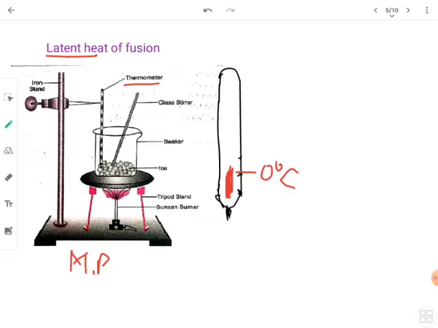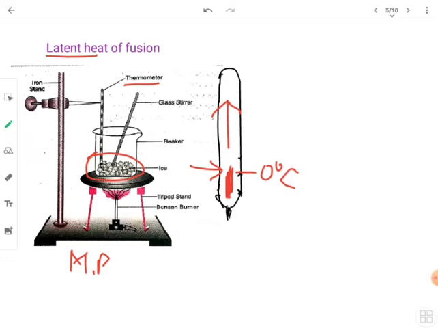Now when you actually carry out this experiment in the lab, you will notice that while the ice is melting, the temperature is constant at 0 degrees Celsius, and this temperature is constant till the whole of this ice has melted into water. Only then will the temperature start rising. जब तक सारी आइस मेल्ट नहीं हो जाती तब तक ये टेम्परेचर कांस्टेंट ही रहेगा.